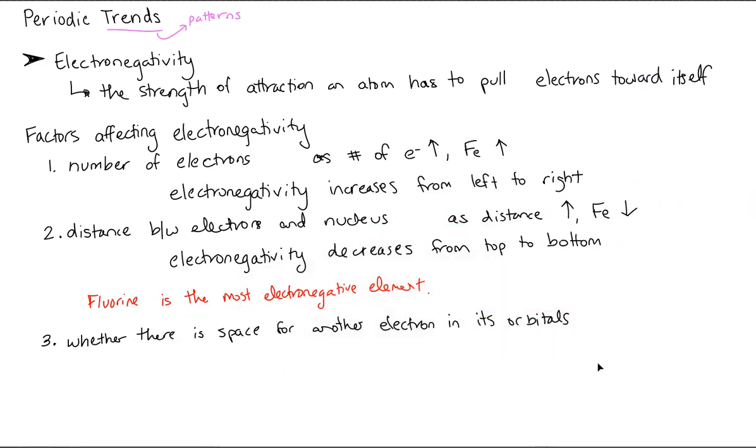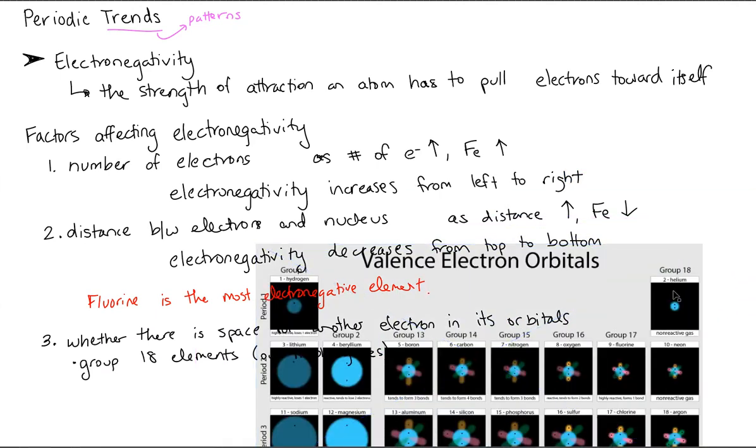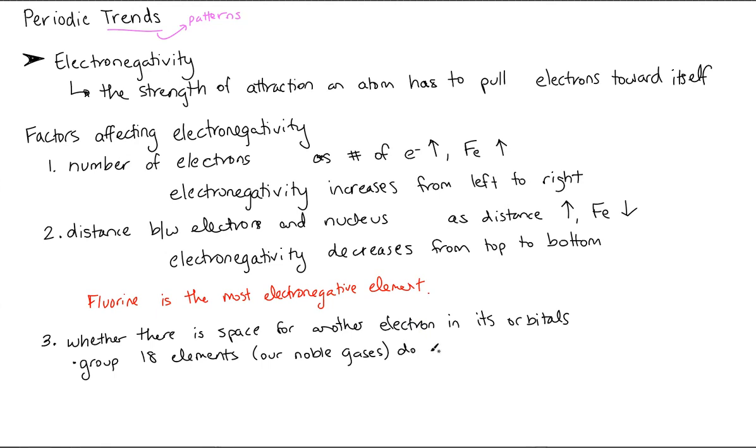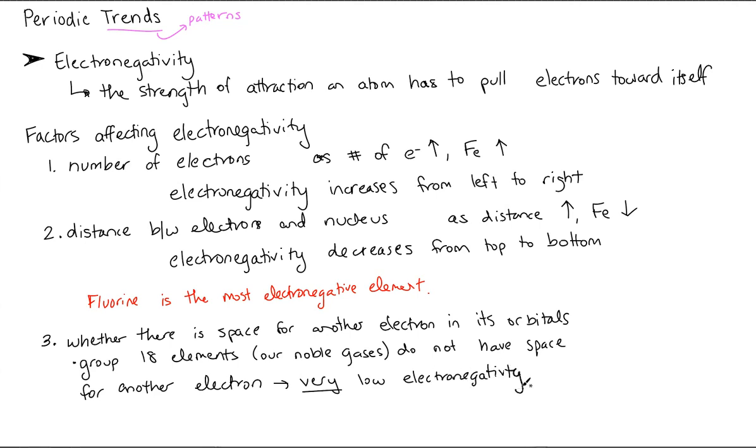And so let's just make sure that that's perfectly clear. The group 18 elements, those are our noble gases. Which ones are group 18 elements? They're helium, neon, argon, and if we continue down, krypton, xenon, radon, etc. Those are our group 18 elements. They do not have space for another electron. They are highly stable, okay? So they do not attract electrons. They have very, very low electronegativity.